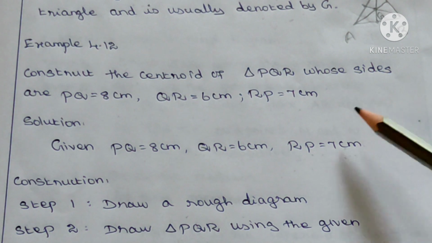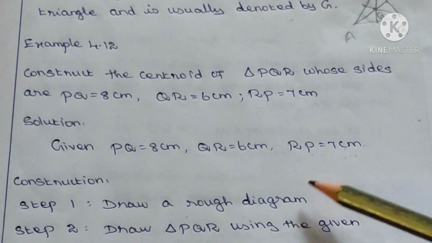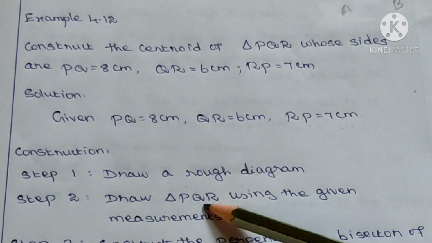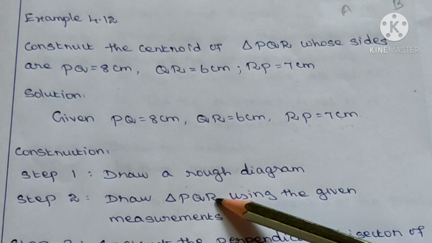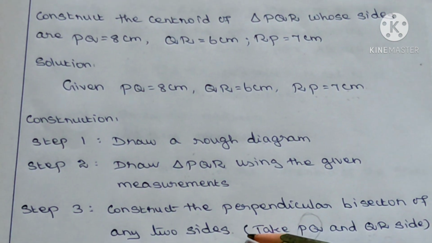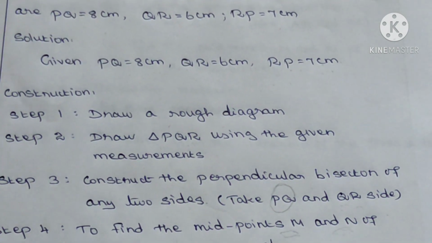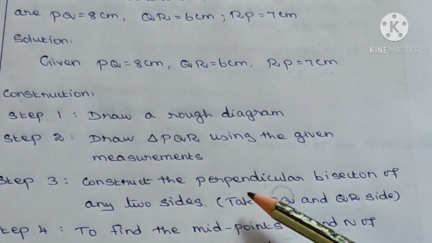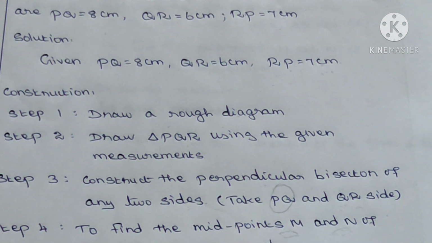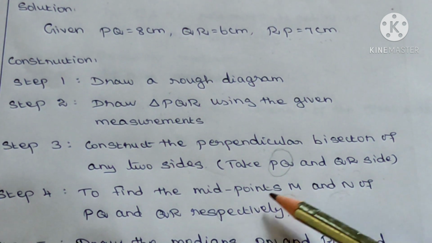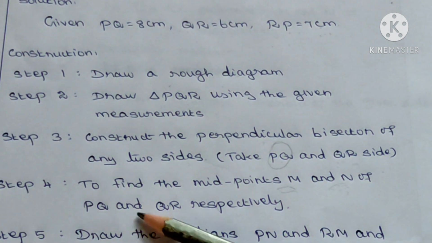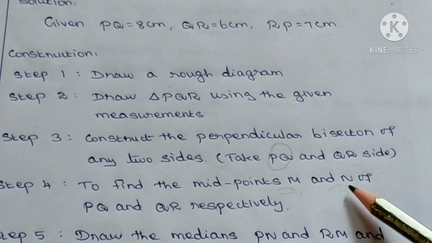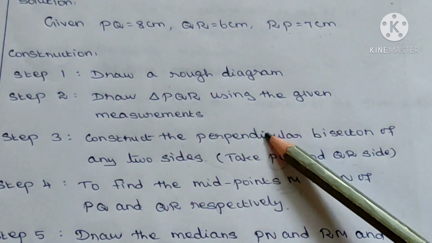Listen to the construction. First, you draw a rough diagram. Step 2: we use the given measures, draw triangle PQR. Step 3: construct the perpendicular bisector of any two sides. We use this perpendicular bisector, then only we get the midpoint. Step 4: find the midpoints M and N of PQ and QR respectively. On side PQ find midpoint M, on side QR find midpoint N using these perpendicular bisectors.